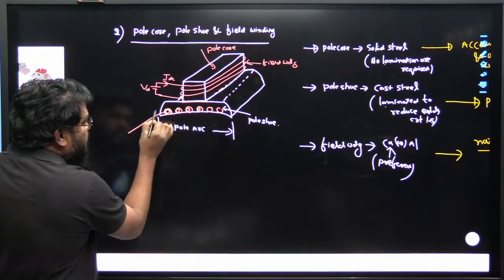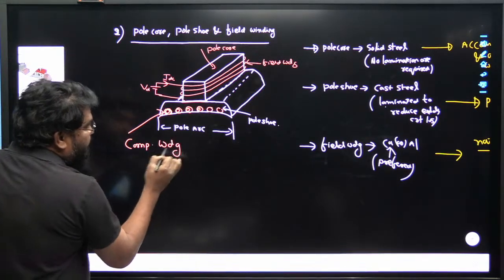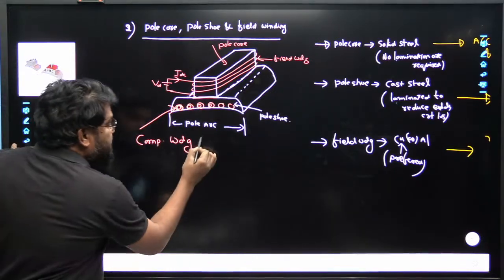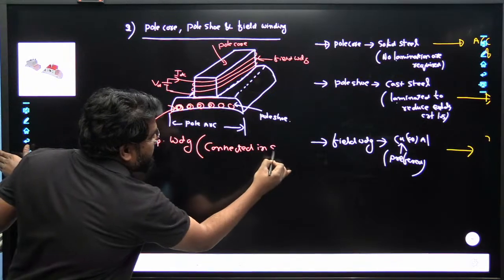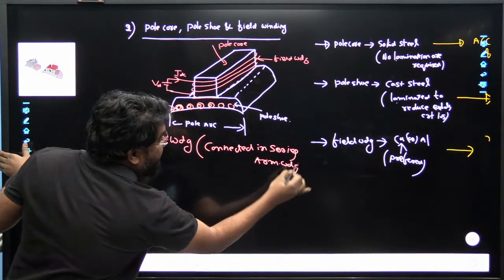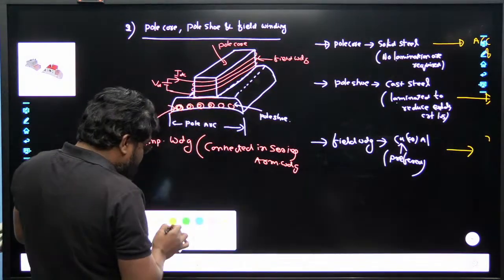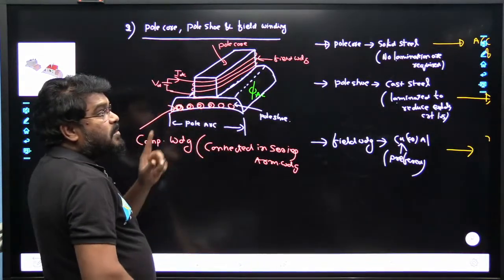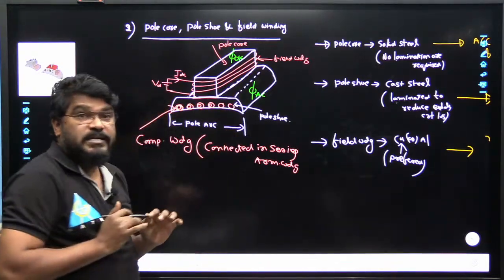This winding is known as the compensating winding. The compensating winding is placed in the pole shoe of the machine and is connected in series with the armature winding, so definitely the current flows here. The flux in the pole shoe is of AC nature, and the flux in the pole core is of DC nature.